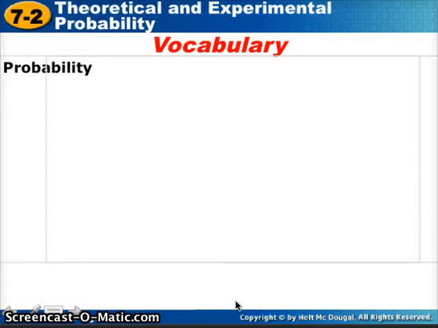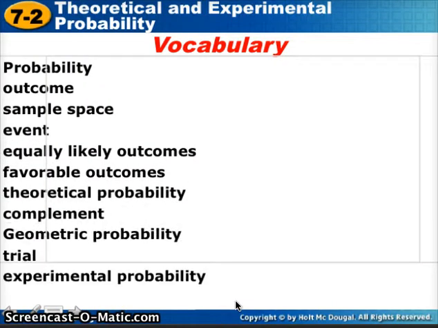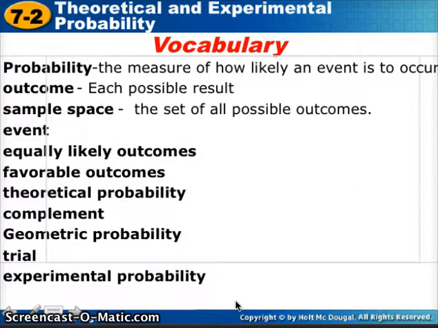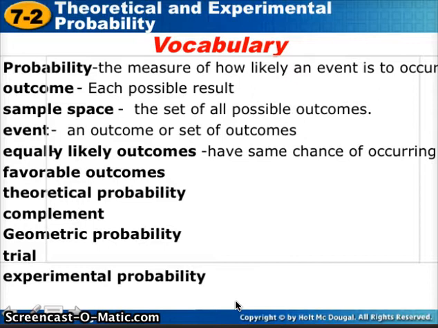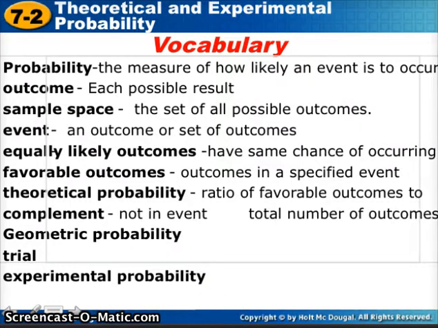So in this lesson we learned that the probability is the measure of how likely an event is to occur. An outcome is each possible result. The sample space is the set of all outcomes. An event is one outcome or a set of outcomes. Equally likely outcomes have the same chance of occurring. Favorable outcomes are outcomes in a specified event.